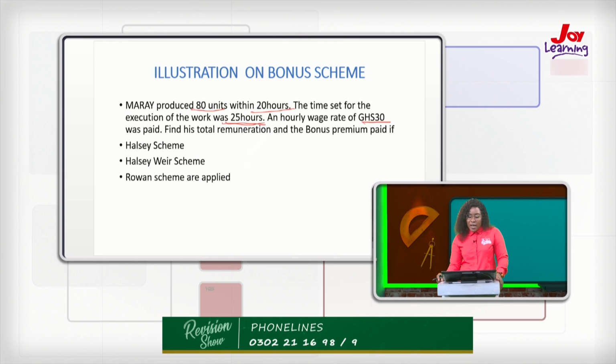If an employer gives you 10 hours to work and you use 7 hours, you have saved 3 hours for the organization. That means you completed the work before the time given to you. So we are using this question to illustrate. The worker used 20 hours instead of the 25 hours given. But the normal working hour, the time that was allowed for him, was 25 hours. So he saved how many hours? 5 hours. His bonus is going to be paid based on the time he has saved.